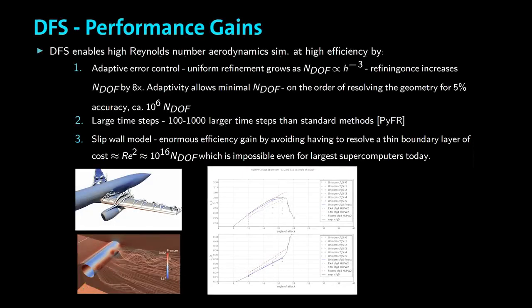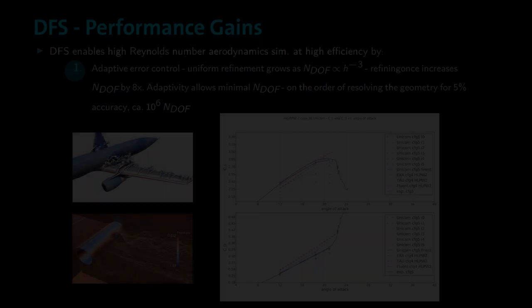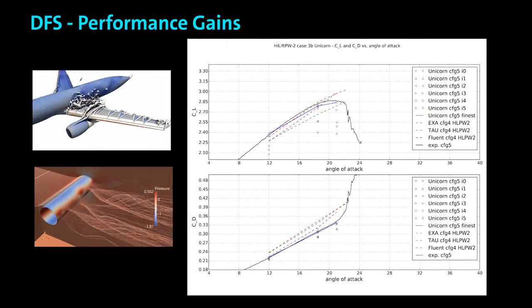We now analyze the performance gains by DFS and Unicorn Phoenix. We start with adaptive error control. Uniform refinement grows as h to the -3. That means that refining the mesh once increases the degrees of freedom by a factor 8. To reach the desired accuracy, we have to drive down the mesh size everywhere, requiring enormous cost.